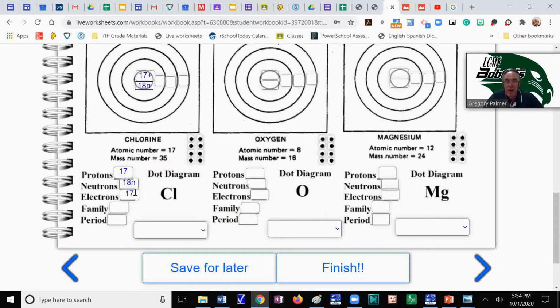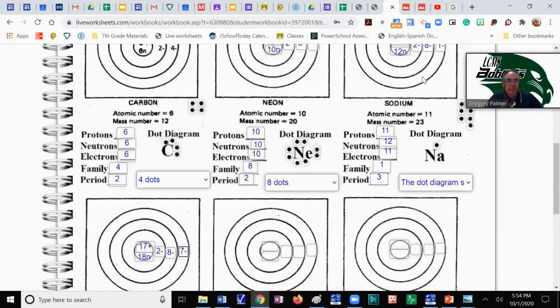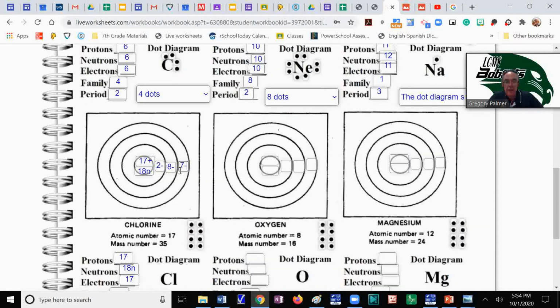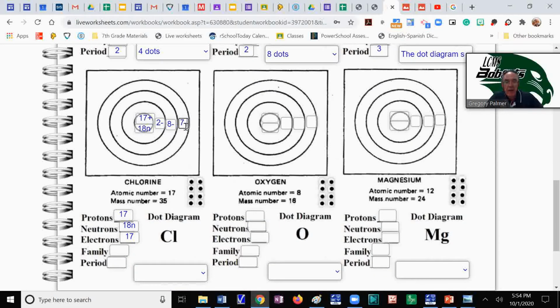Okay, and then let's put our 17 electrons. We know 2 can fit on the first energy level. When it's full, we can have up to 8 on the second energy level. And when it's full, we can have up to 8 here. We get 8. We only need 7. 2 plus 8 is 10, plus 7 is 17.